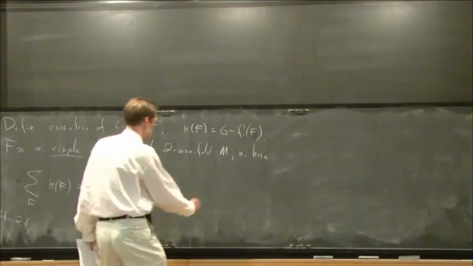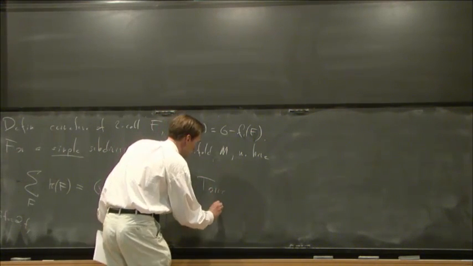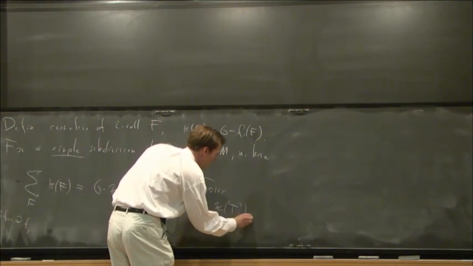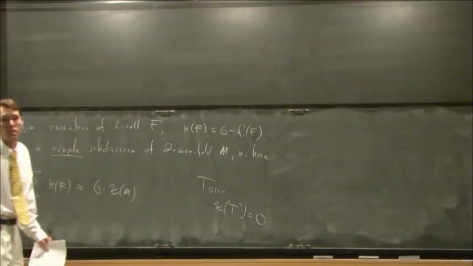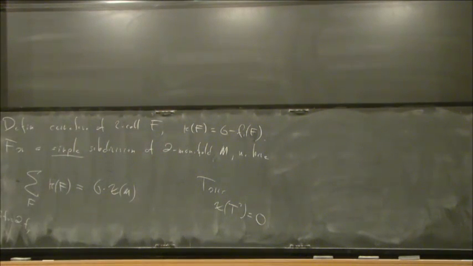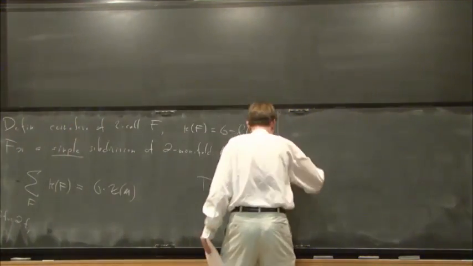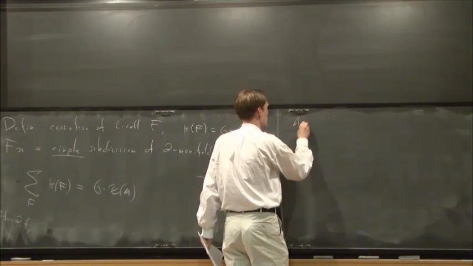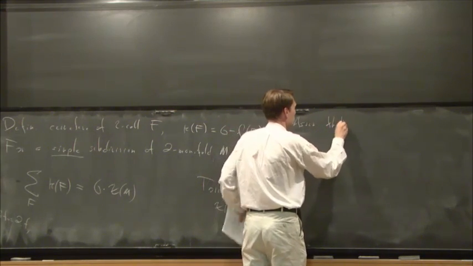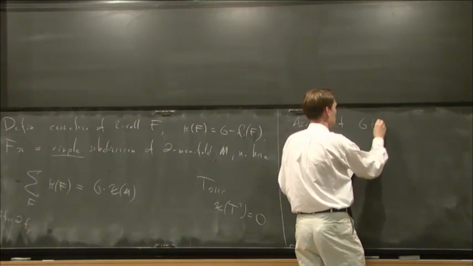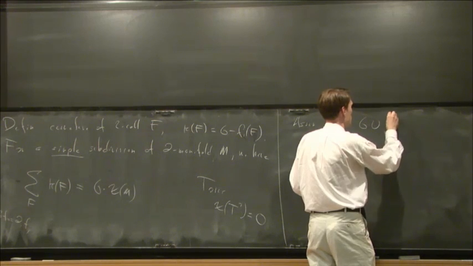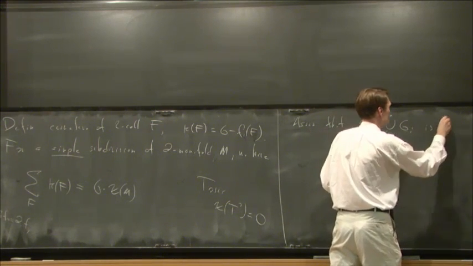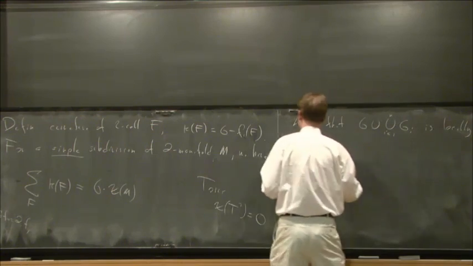Notice that for a torus, the Euler characteristic is 0. The torus is flat; there's no curvature when you look at the torus. So here's the false proof of the Aboav Weaire law. Assume that G together with its neighbors is locally flat.